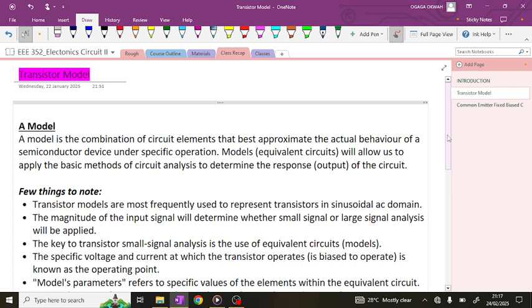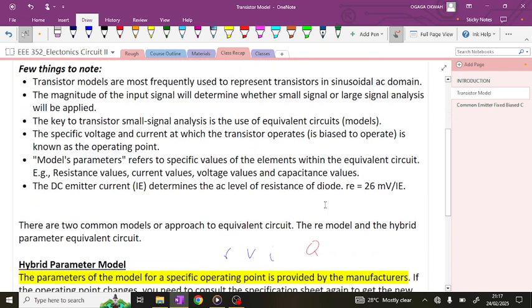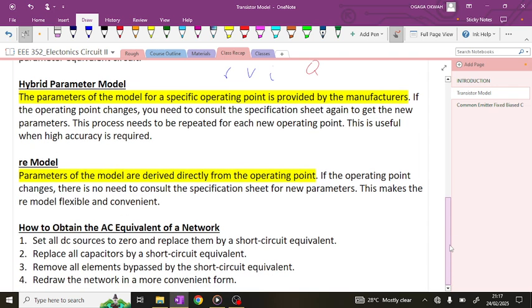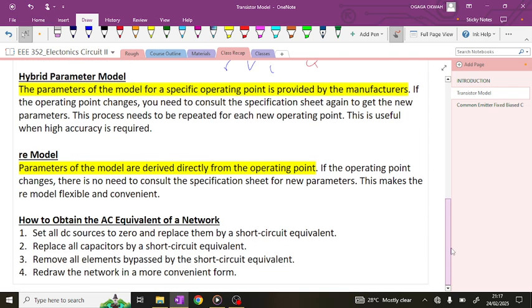Basically all we did in this video is introduce the concept of a model. I talked about the transistor model and a few things to note, and then the two types of model, the hybrid and the RE model, and then how to obtain an equivalent circuit. We are going to do that in the next video.